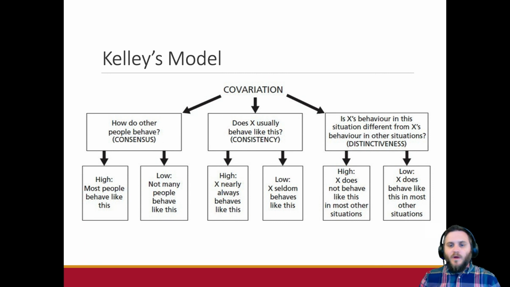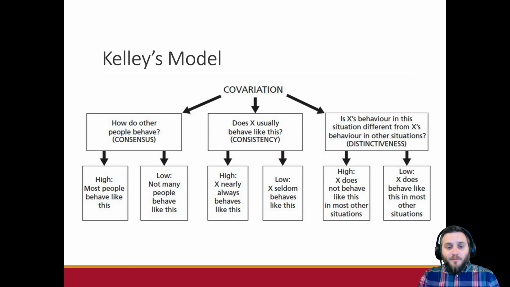Consistency is the second one. Does a person X usually behave this way or not? So high consistency is that X nearly always behaves like this all the time. Low, on the other hand, X seldom behaves like this. Okay, so high consistency is across all situations. Low consistency, seldomly like this.